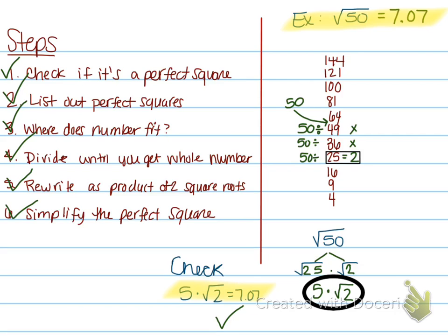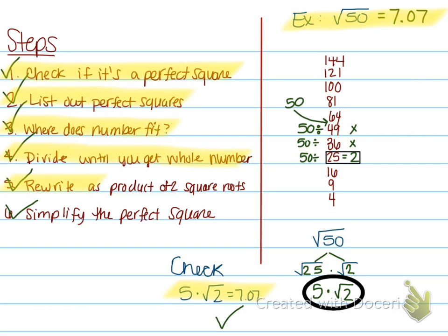When you do a simplifying of a square root, you're going to check first to see if it's a perfect square. If not, write down that decimal so you can come back to it later. Next, list out your perfect squares. You're going to find where your number fits in to the list, the same way we found out where 50 fit between 49 and 64. You're going to start dividing at the next number, so 49 would be the next number. You're going to divide until you get a whole number, or no decimal.